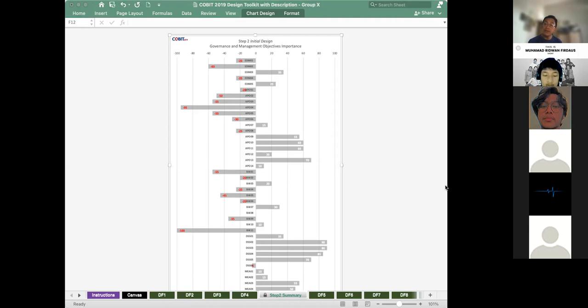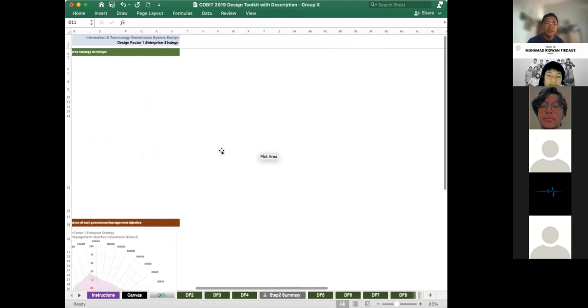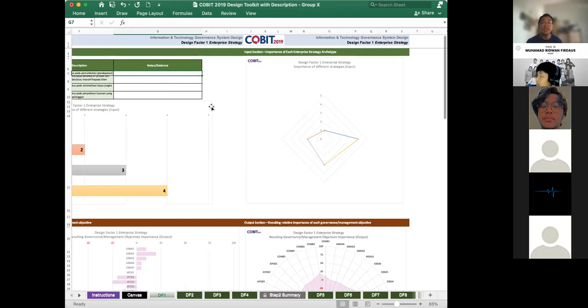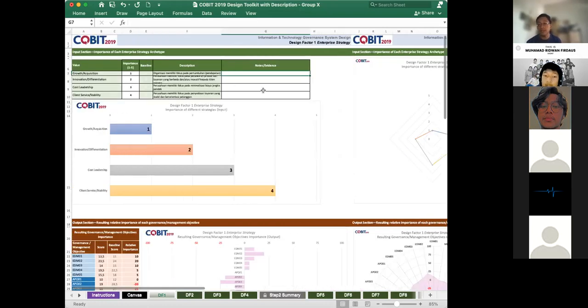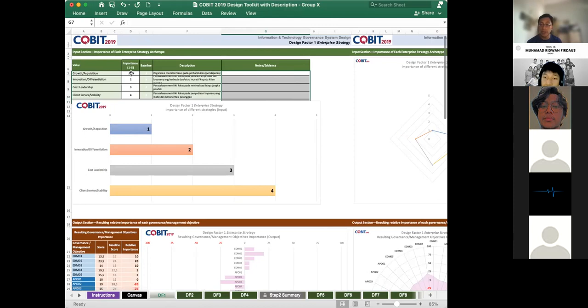But in the real version from Isaka, there are no explanations about this, so justification notes or evidence here. Then you need to customize the tools, because this is very important. It is not as easy as just putting a number, but you need to be responsible for your answer here.